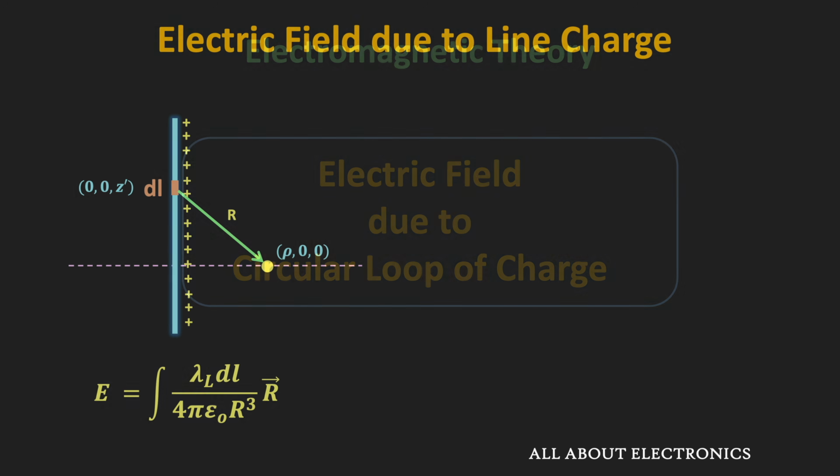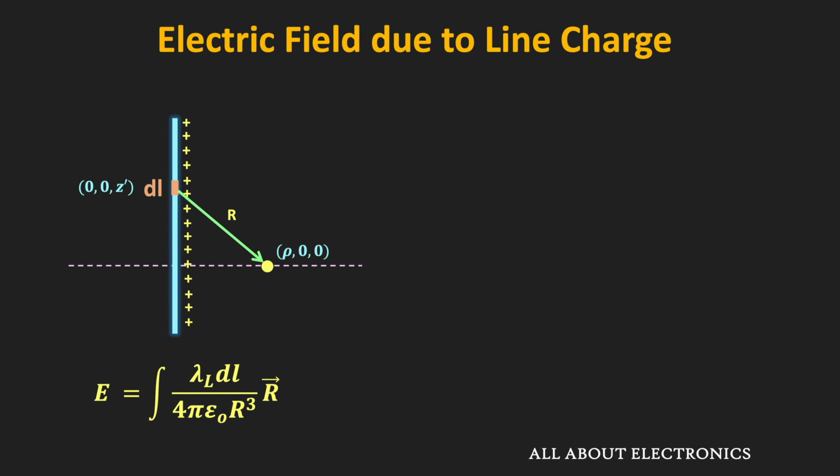In the previous video, we have seen how to find the electric field due to the line charge. And in that, we have also seen the different cases. For example, whenever the observation point is very far away from the line charge, in that case, this line charge can be considered as the point charge.